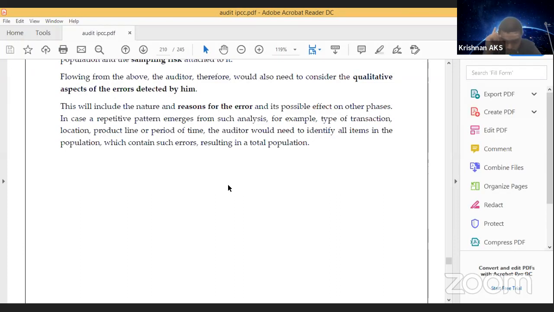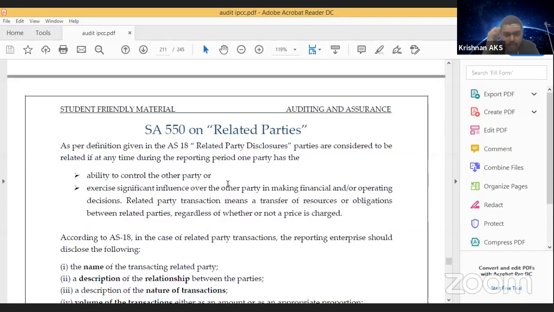One is expected error. Another one is tolerable error. Beyond this is called material misstatement. Next, we'll go to SA 550.